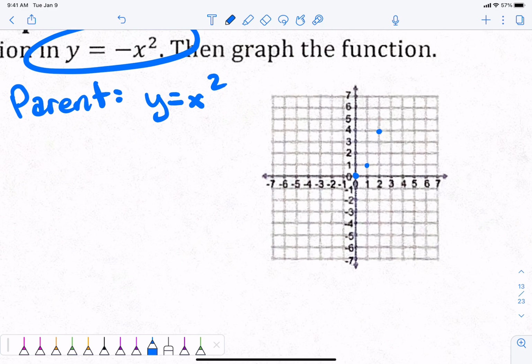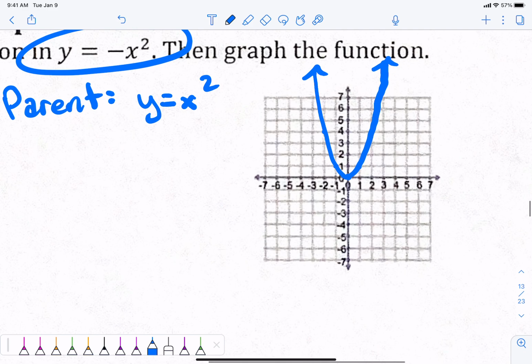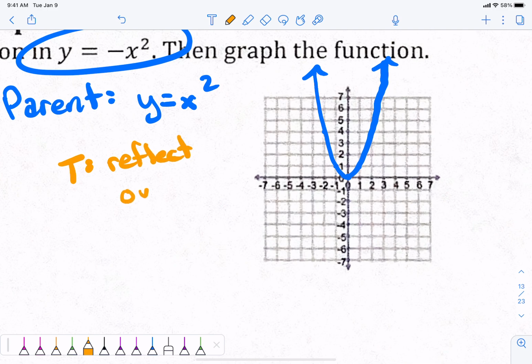Now we're going to talk about what the negative is doing to the parent. It's a reflection. Yes, it is a reflection across the x-axis. Okay, so this is what the parent looks like, and now we have to decide what the negative is doing. Caitlin says that the transformation that's happening is that it is reflected over the x, which is going to make him just flip down. So over 1, down 1, over 2, down 4, over 3, down 9, and the same on the other side.